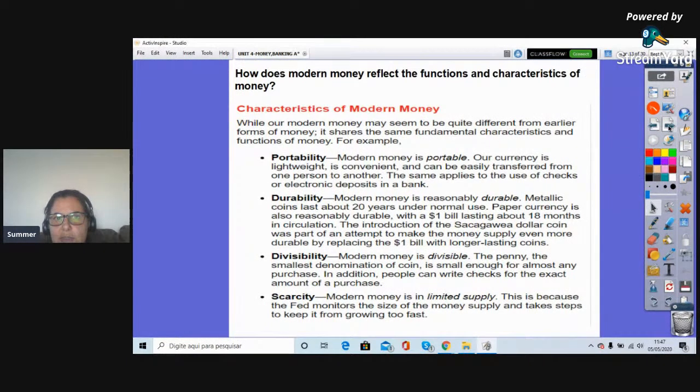So, just to know the characteristics of our modern money today, okay? What are the characteristics? Portability.